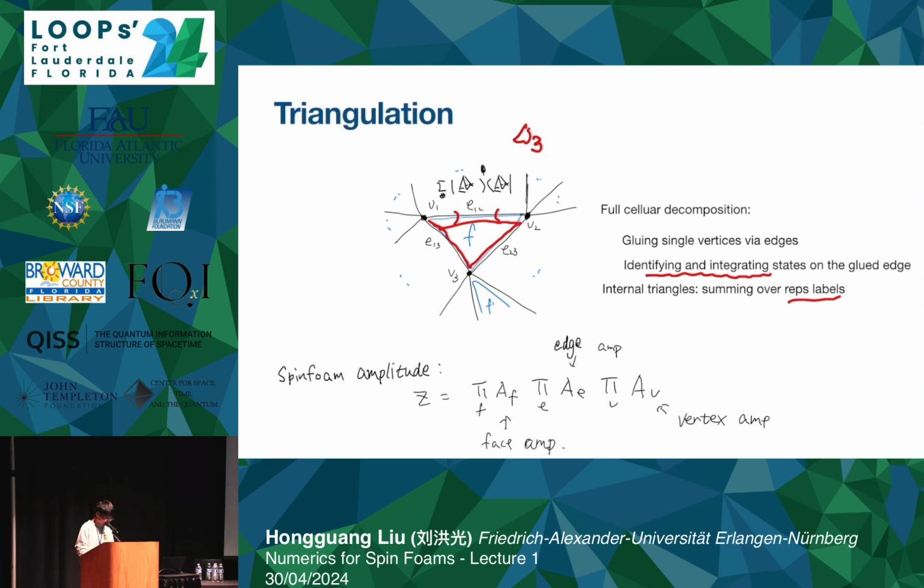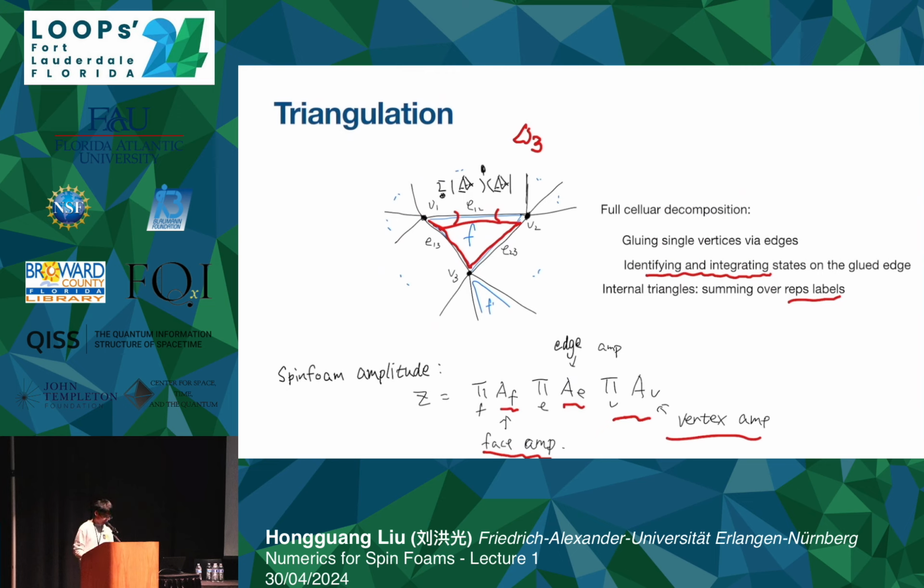And in general, any spin-form amplitude is given by the following form. We have a face amplitude, which we call AF. We have edge amplitude, which we call AE. And on each vertex, we have the vertex amplitude. Usually, the vertex amplitude is the most important part. The face amplitude will only give you some dimension about your representation, the boundary representation space.